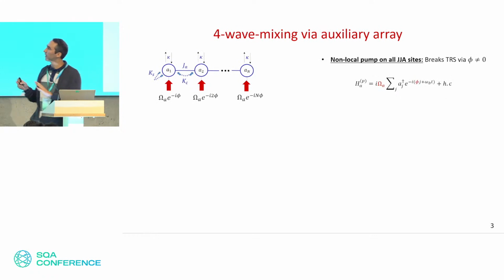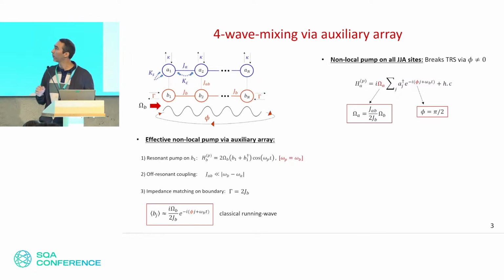But first, imagine we don't have this linear array, only the JJ array, and that we have n independent pumps on each of the sites, all with the same strength but with a phase that changes linearly in space from left to right: first minus phi, then minus 2 phi, until minus n phi. If we can have this kind of non-local pump on all sites, which is described by this Hamiltonian, we can break time reversal symmetry and make the device topological. But this may not be so practical in experiment because we need too many pumps.